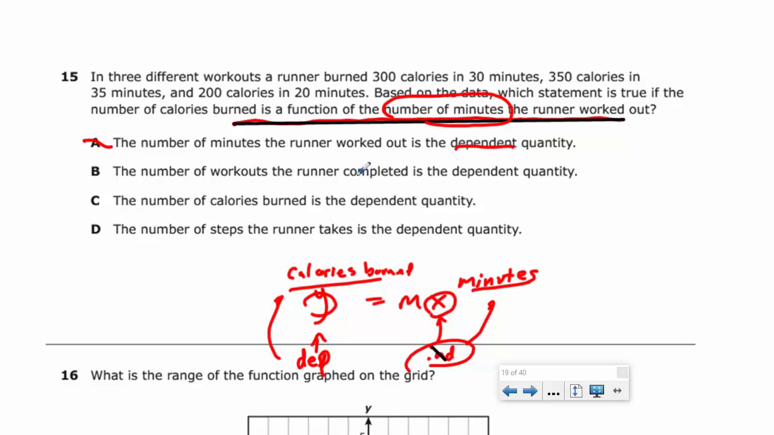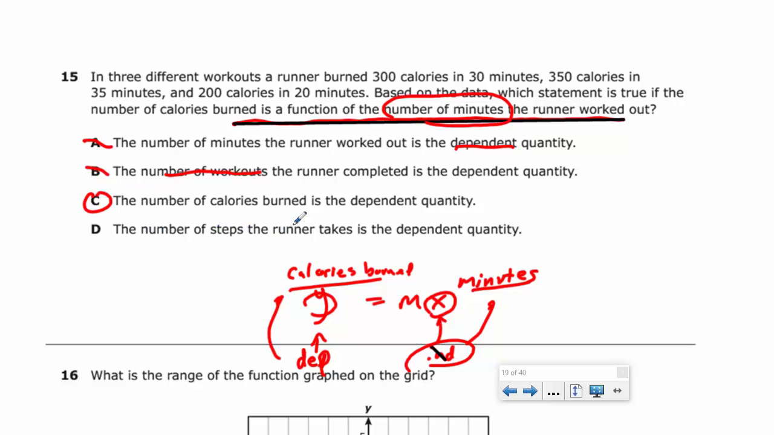The number of workouts the runner completed is the dependent quantity. No, what's the dependent quantity? It's the number of calories burned. It's not the number of workouts. Okay, so this one's also wrong. The number of calories burned is the dependent quantity. Yes, the number of calories burned here is the dependent quantity. We just said that. That is true.